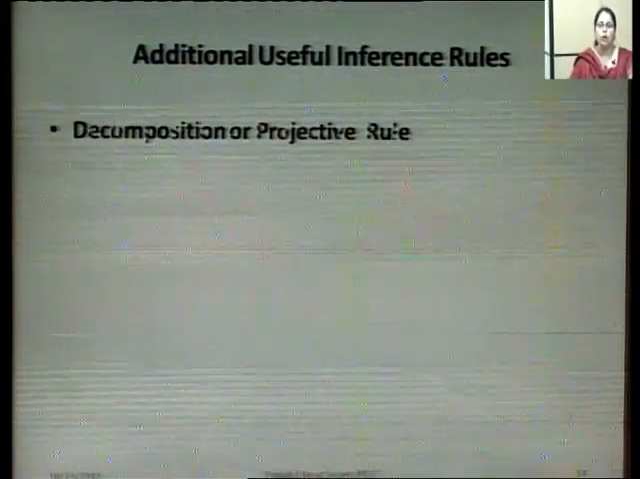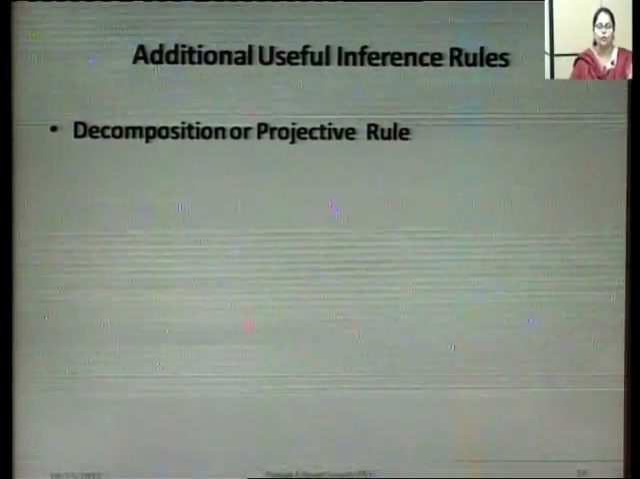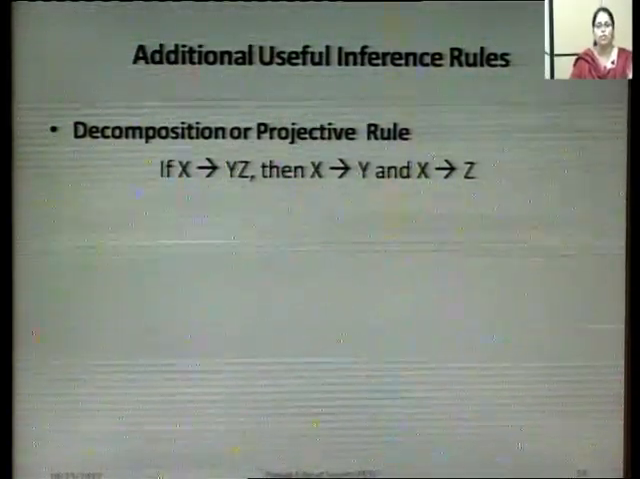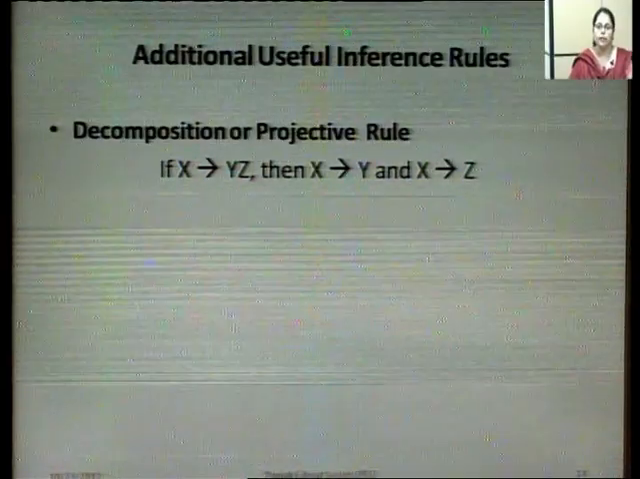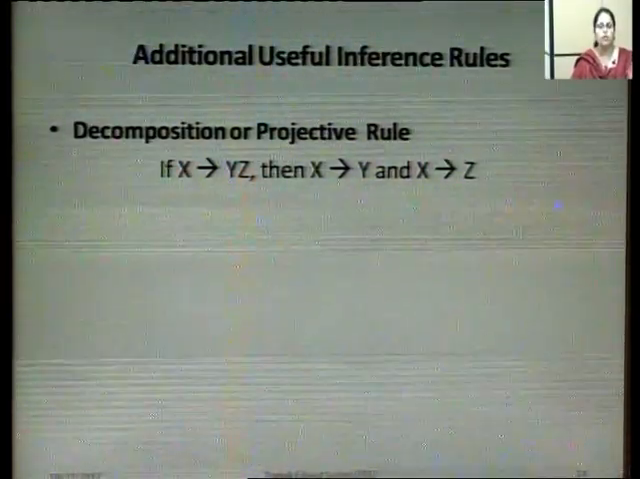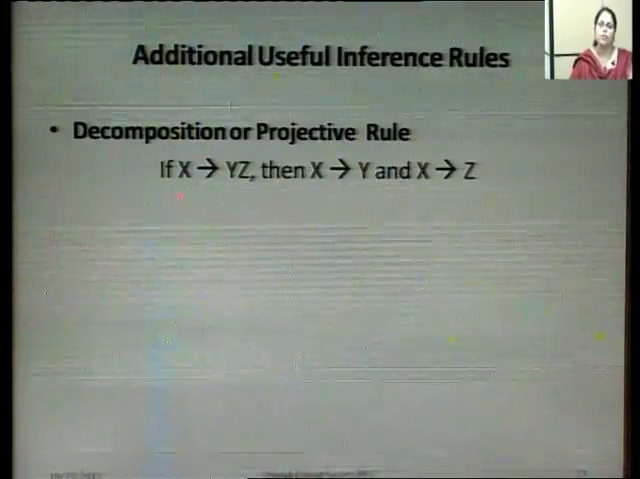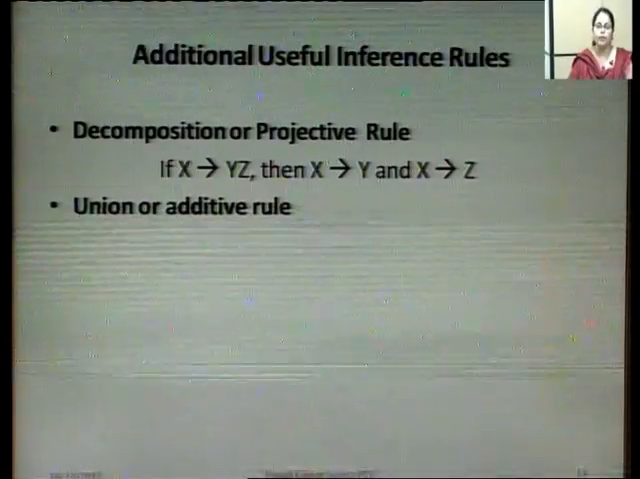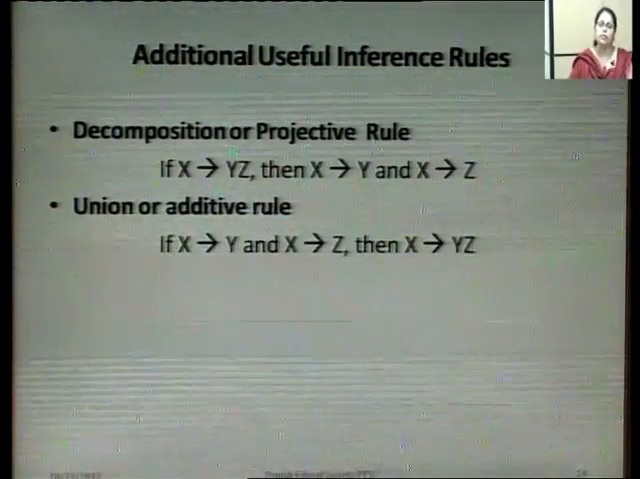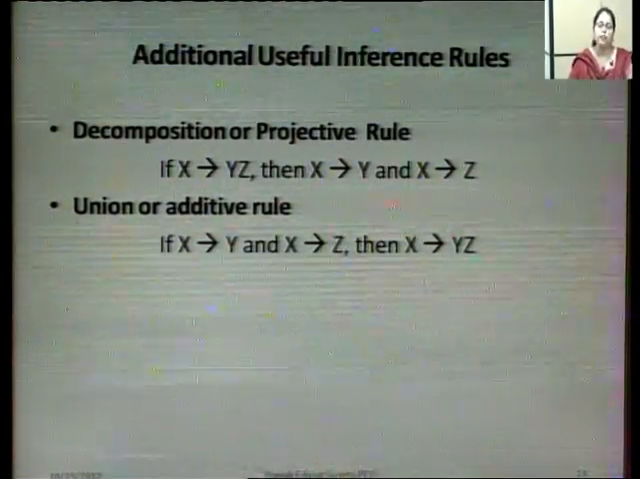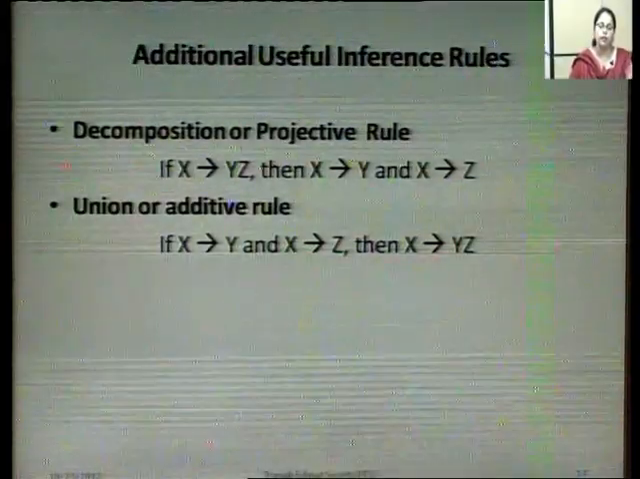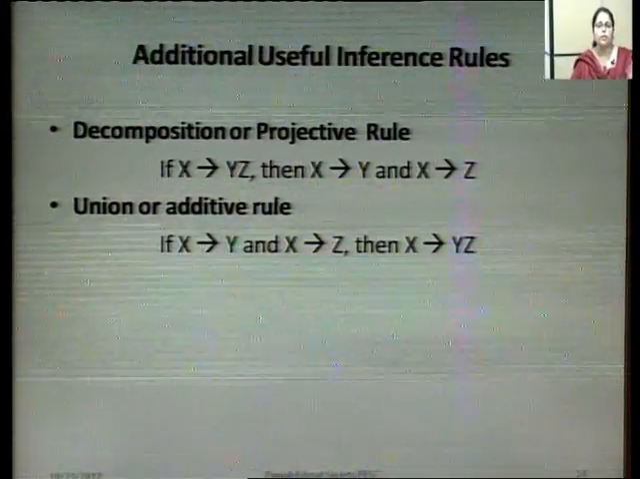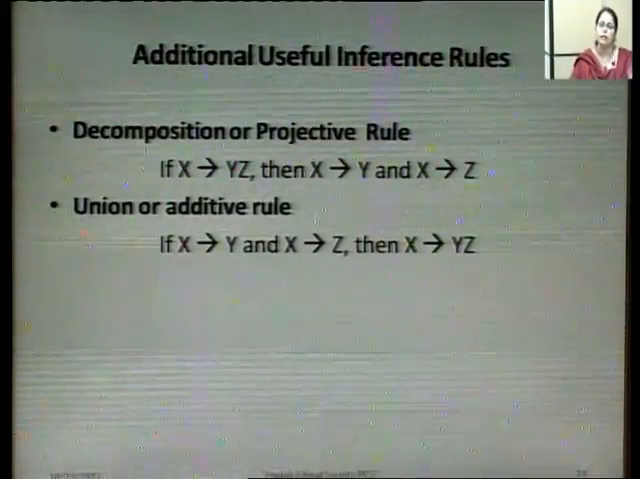There are some additional useful inference rules in addition to these three Armstrong's rules. One is the decomposition or projective rule. If X functionally determines the union of Y and Z, then X functionally determines Y alone as well as X functionally determines Z alone. Second is the union or additive rule. It says that if X functionally determines Y and X also functionally determines Z, then X also functionally determines the union of Y and Z.